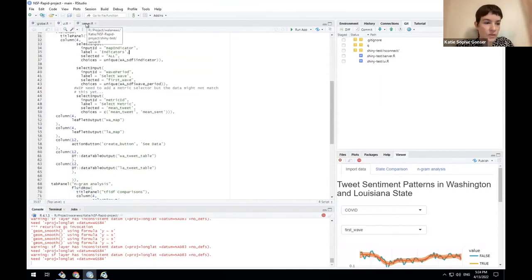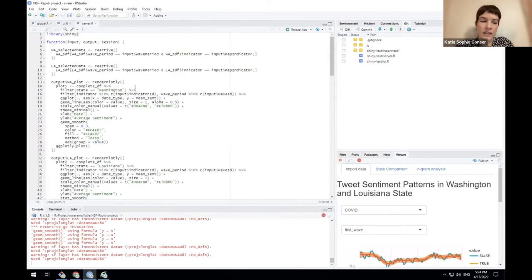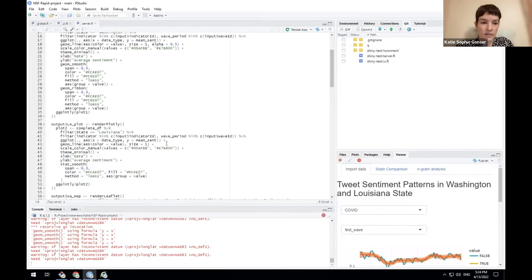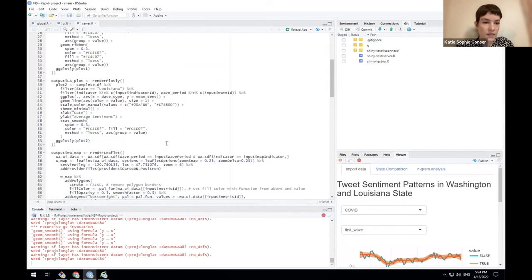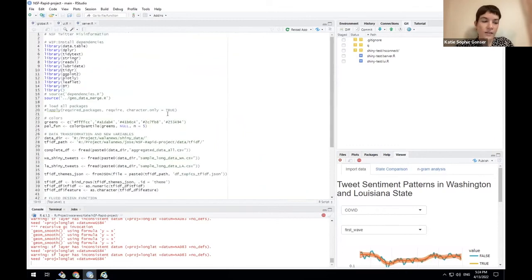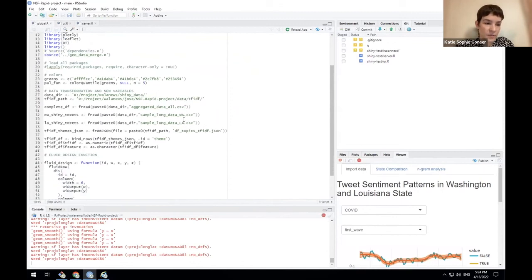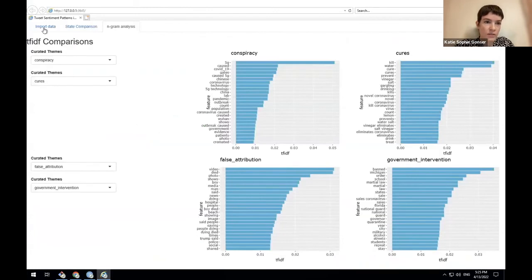Then there's also the server function, and this contains the instructions that the computer needs to build the app. So it's code for the plots, which is here. And then lastly, under global here, it's a call to the Shiny app function, and it creates Shiny app objects from an explicit user interface server pair. So that's this tab here. So I can show you what the dashboard looks like.